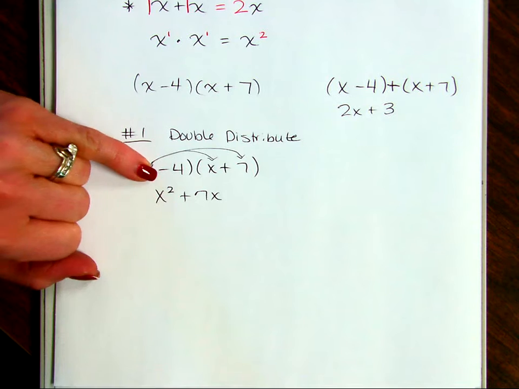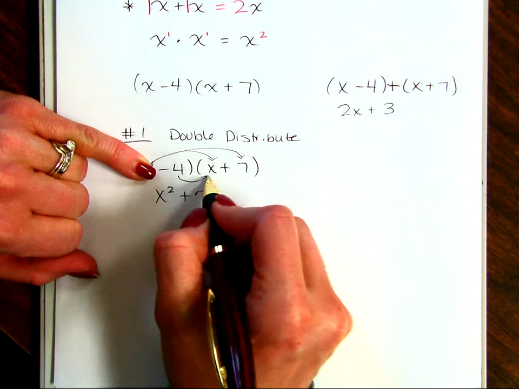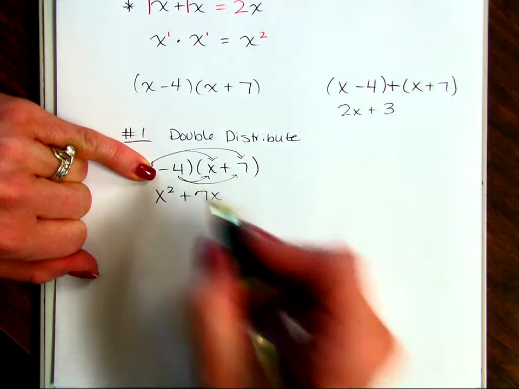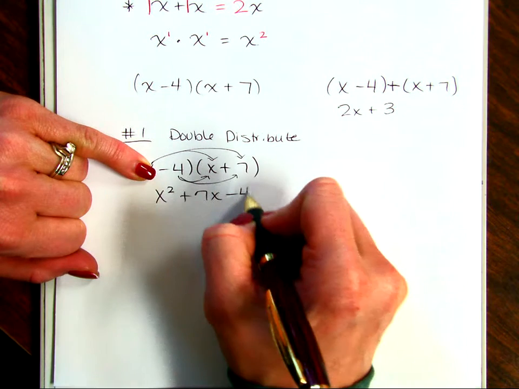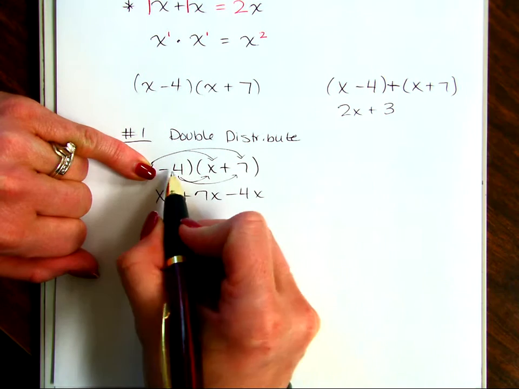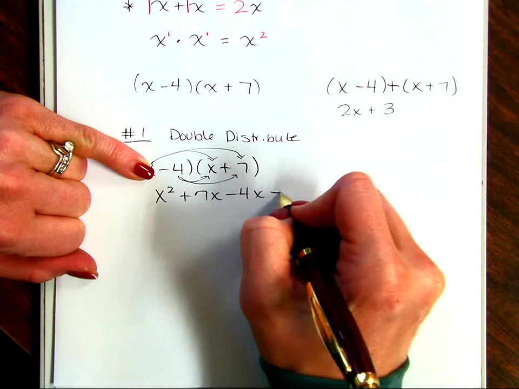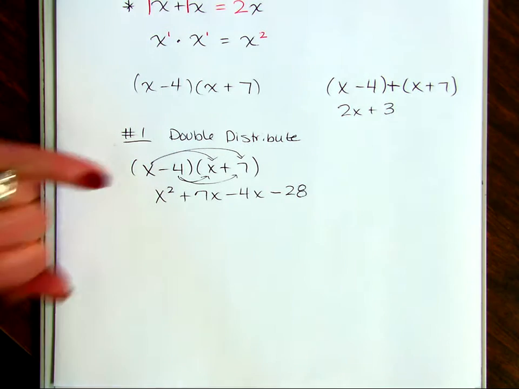Now I'm going to pretend like the x isn't there, and I'm going to distribute the negative 4. It's a double distribute. I have to distribute twice. Negative 4 times x is negative 4x. And then a negative 4 times a positive 7 is going to give me a negative 28, okay?